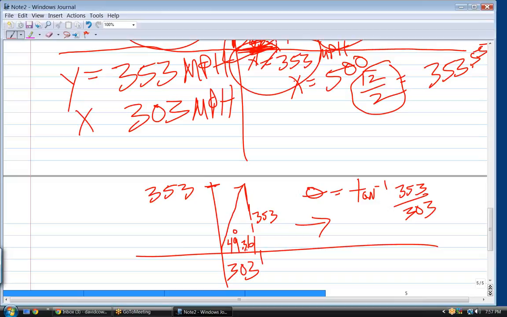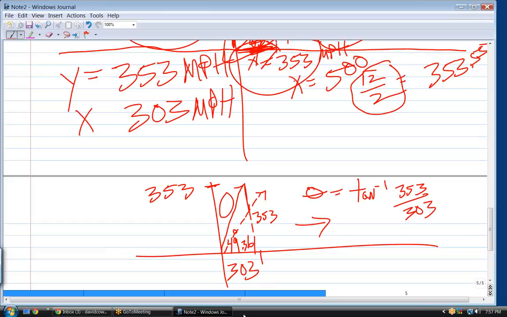So the plane, which was starting out at a 45 degree angle, headed in this direction at 500 miles per hour, is now going at a 49 degree angle. And what speed is it going? Basically you have to use either the Pythagorean theorem, or a trig function to figure out the hypotenuse of the new triangle.